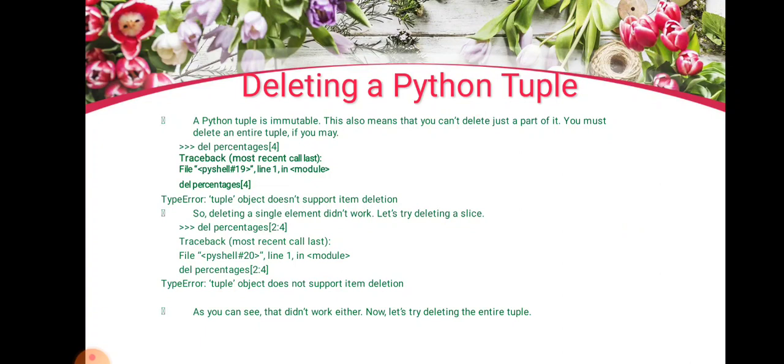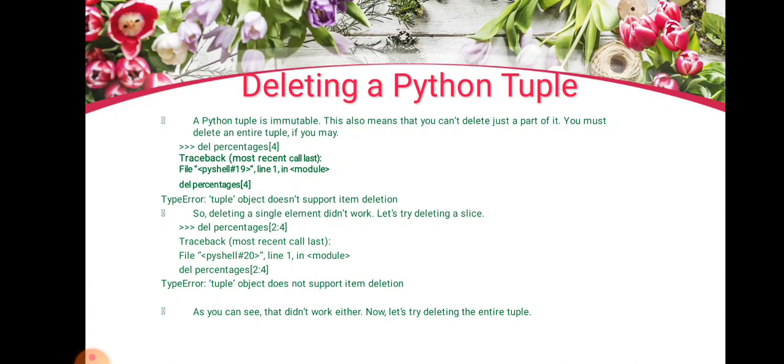Okay, so consider an example, del percentages[4]. Indexing the fourth index, the percentages value will be deleted. I give a comment here, but what it shows is a traceback, most recent call last, file pyshell, line 1, module, del percentages[4], TypeError. So we can't delete an item in a tuple. Deleting a single element didn't work.